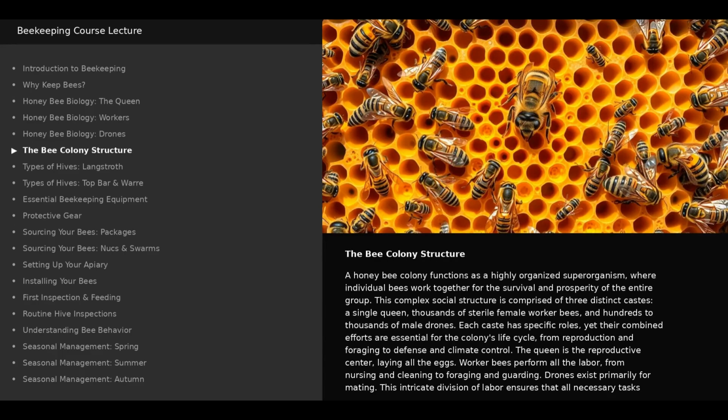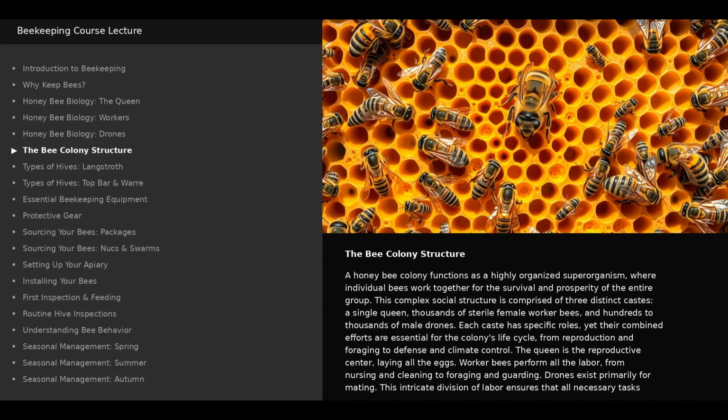The bee colony structure. A honeybee colony functions as a highly organized superorganism, where individual bees work together for the survival and prosperity of the entire group. This complex social structure is comprised of 3 distinct castes: a single queen, thousands of sterile female worker bees, and hundreds to thousands of male drones. Each caste has specific roles, yet their combined efforts are essential for the colony's life cycle.